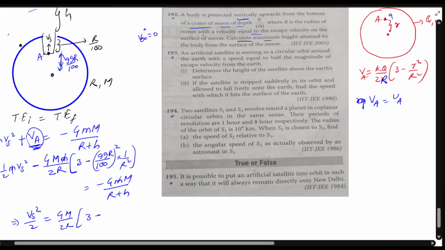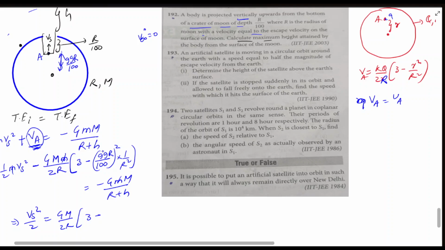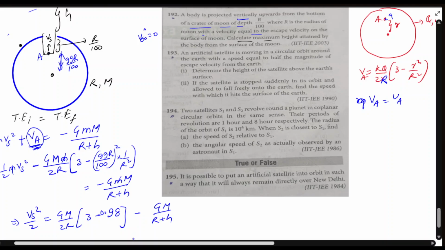We have 3 minus 99 square, so 99 square, I'll use the calculator really fast. It will be 9801, and divide by 100 square, so it will be 0.98, and r square will get cancelled, minus GM by r plus h, right? So let's just let it remain on the left side.